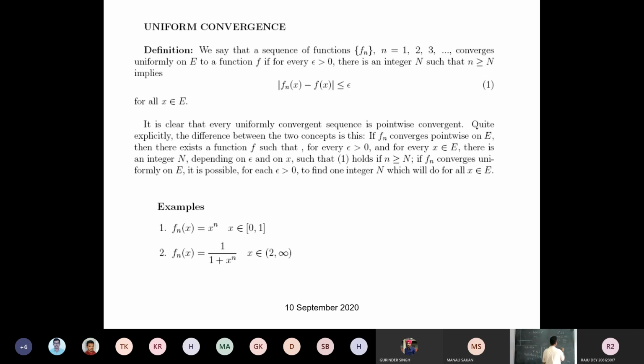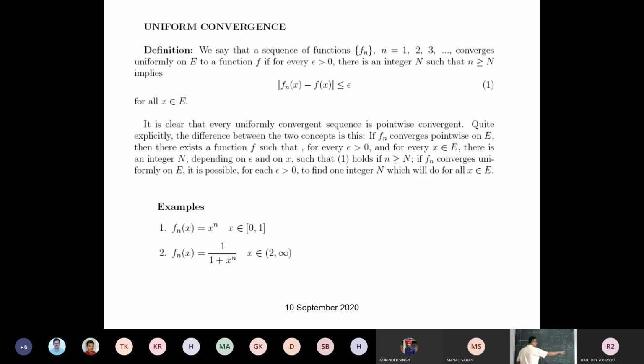Fine. So that means if we choose capital N to be this expression, then this is going to be true for all x and epsilon. But here you can see that this capital N depends upon both epsilon and x. So now let us try to find one example where this sequence given by f_n(x) equal to x to the power n is not uniformly convergent, but it is pointwise convergent.